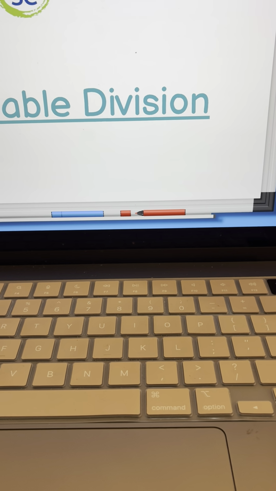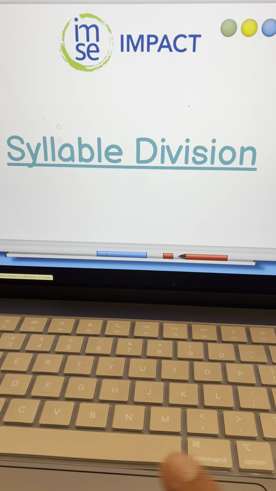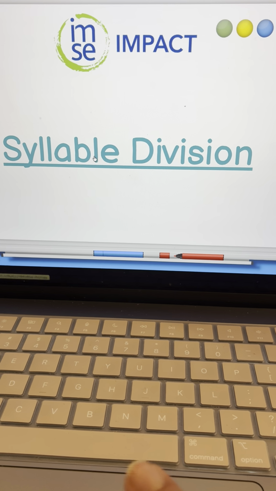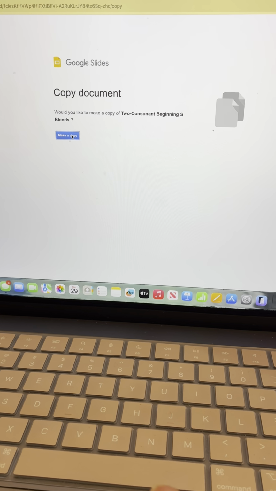So once we're done, we do the last slide. This is the last thing. It's called syllable division. In first grade, you have to learn syllables. So when you click here, it'll open up another slide. You'll hit copy. Always make a copy.